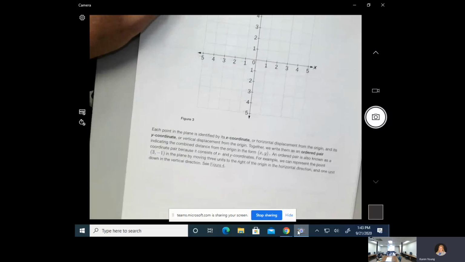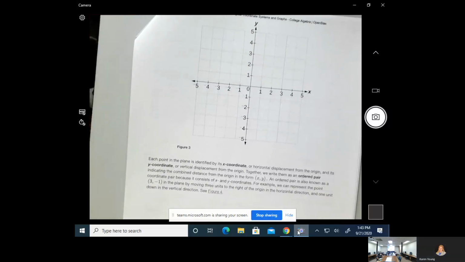And so this is what one would look like that's just going to 5. Okay.